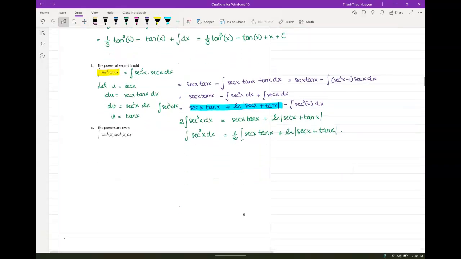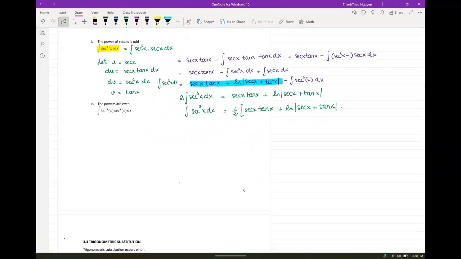In the next case, what happens when we have both the power of tangent and secant even? I first will rewrite secant squared of x as tangent squared of x plus 1. I can use that fact in this equation and rewrite this as the integral of tangent to the 4th of x times tangent squared of x plus 1 times secant squared of x dx.